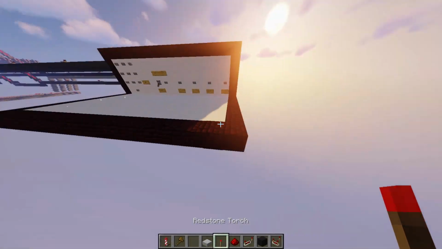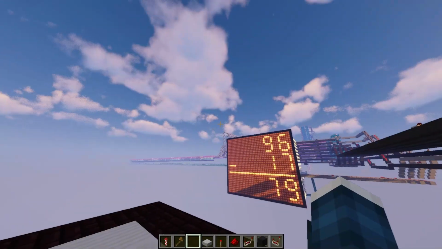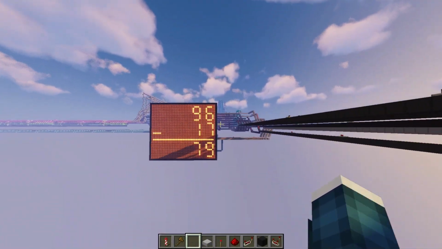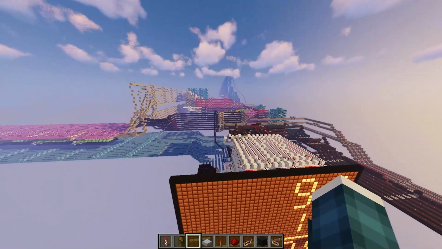As you can tell, this is an 8-bit calculator, and this video is going to be split up into multiple parts explaining each and every little segment of the calculator, because I'm pretty proud of this.